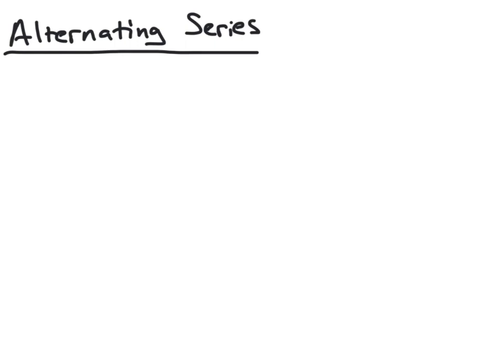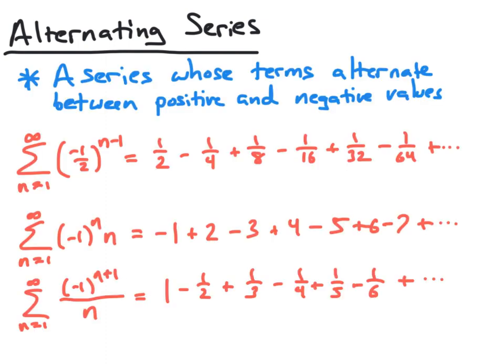In this video, we're going to take a look at alternating series. In particular, we're going to define what we mean by alternating series, look at a few examples, and introduce a way to determine whether such a series converges. By an alternating series, we simply mean a series which has terms that alternate between positive and negative values.